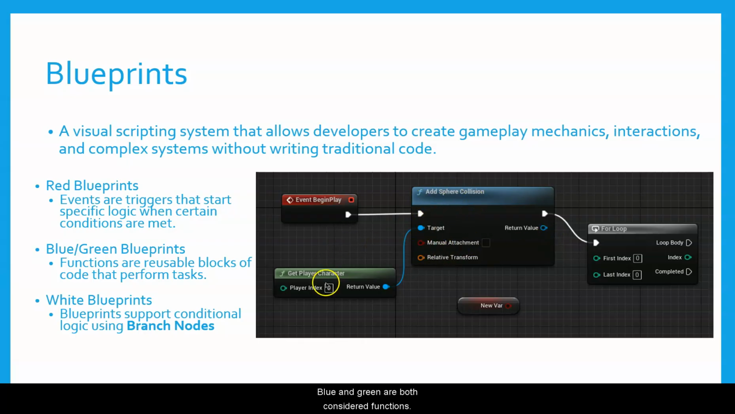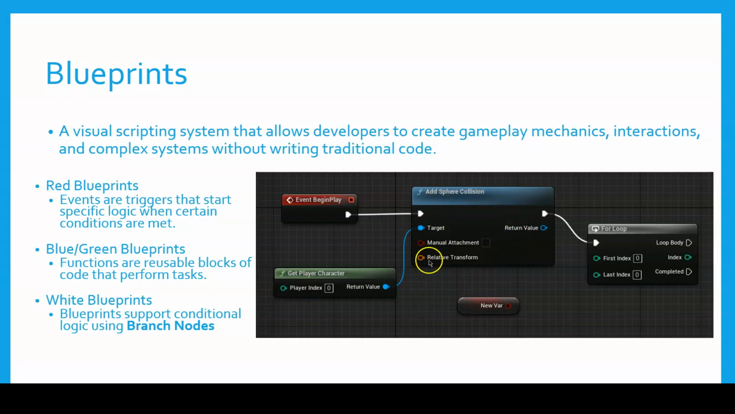The blue and green ones are both considered functions. A function is a reusable section of code that lets you do anything that you want it to do. It could be that you want it to move. In this instance, we're adding a sphere collision, an object where we're going to check to see if something touched it. If something touched it, it's going to go on a loop. This isn't really doing anything, I'm just using it as an example. And this is Get Player Character, which checks to see if the player is the one that touched the sphere.